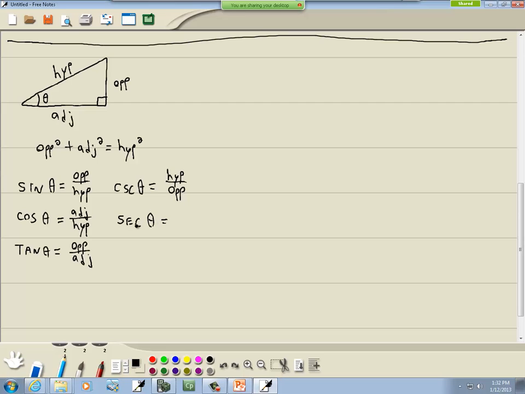Cosine and secant are reciprocals of each other. So if cosine is adjacent over hypotenuse, then secant will be hypotenuse over adjacent. And tangent and cotangent are reciprocals of each other. So if tangent is opposite over adjacent, cotangent will be adjacent over opposite. And those are our formulas.